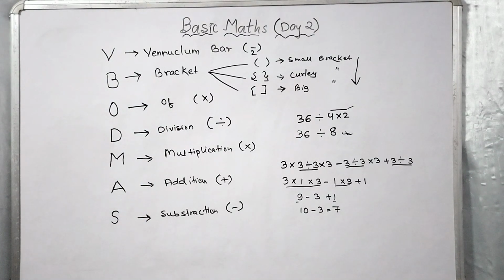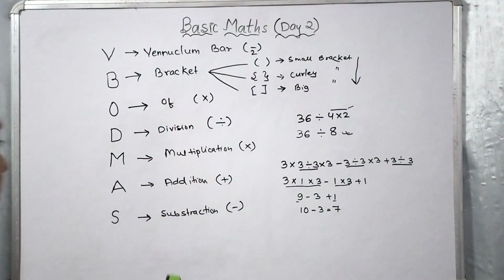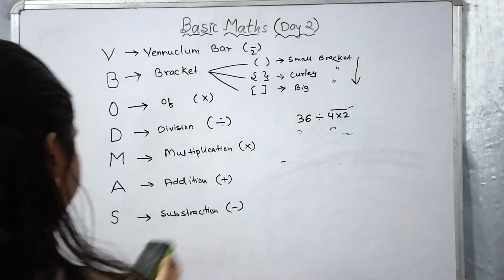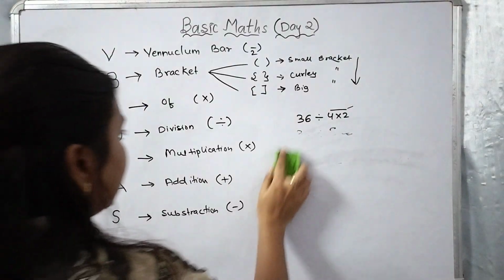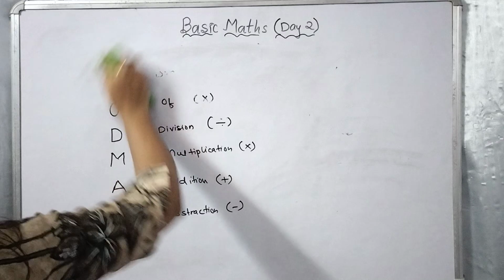So this is how we complete our Beinners term. Fine? So this is how we completed one rule, that is Beinners rule. So now we will move on to numbers. We will study different types of numbers.